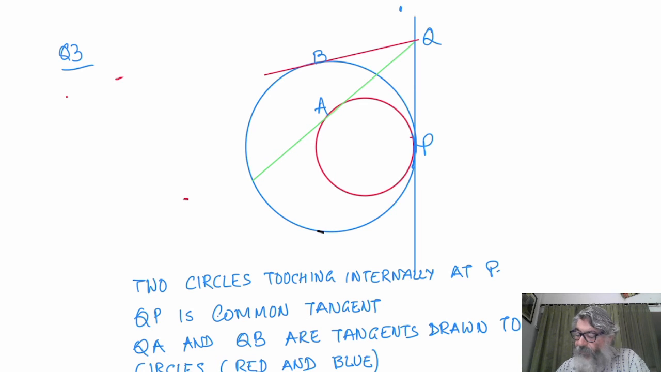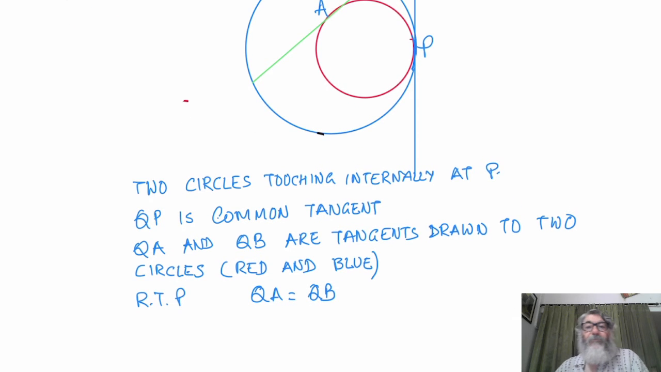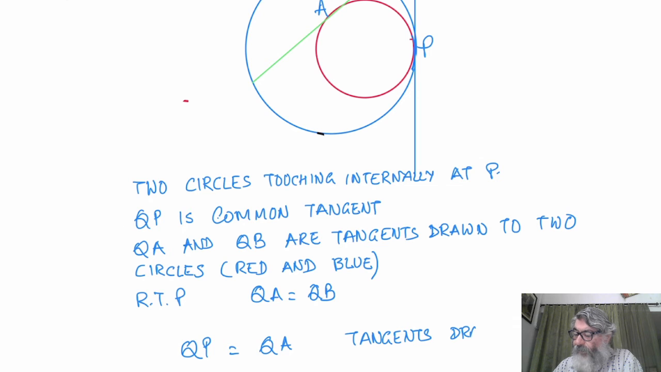Now, what I am required to prove is QA is equal to QB. It is exactly on the same basis as what we did in the previous question. If two tangents are drawn from an outside point to a circle, they are of equal length. I will say QP is equal to QA, tangents drawn from an exterior point.